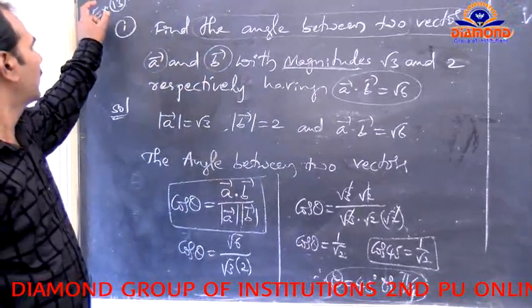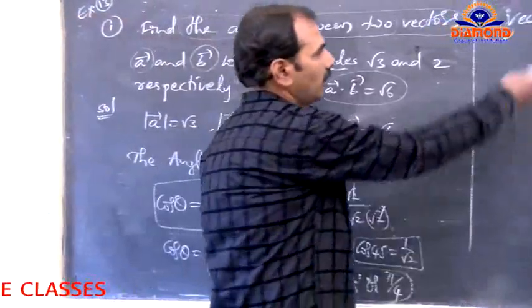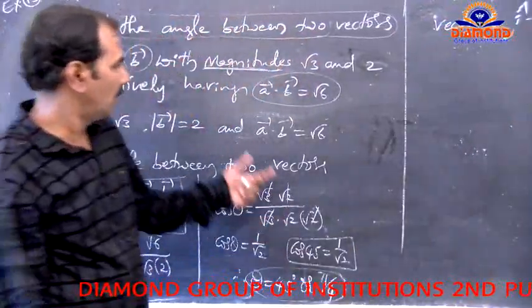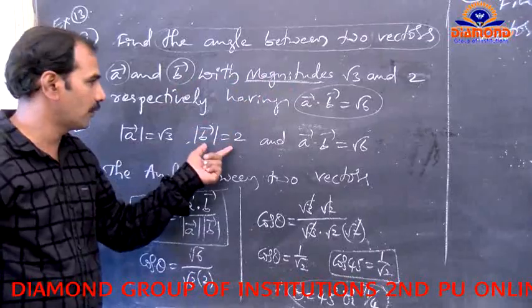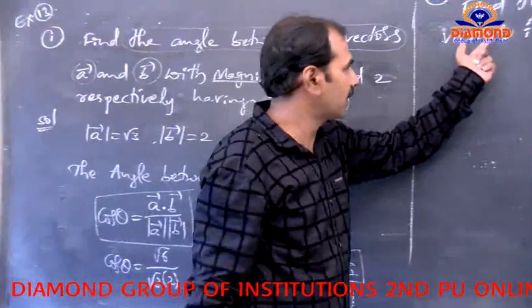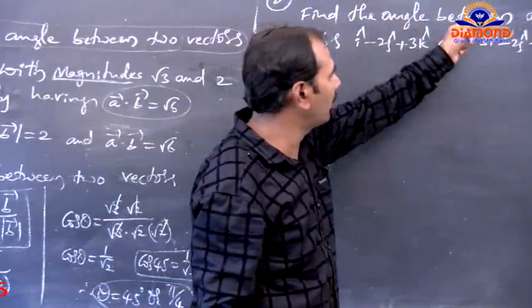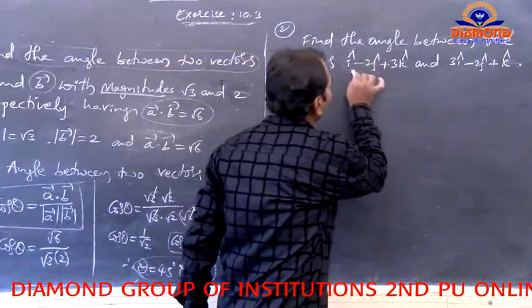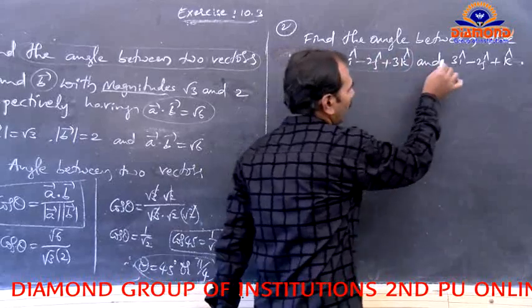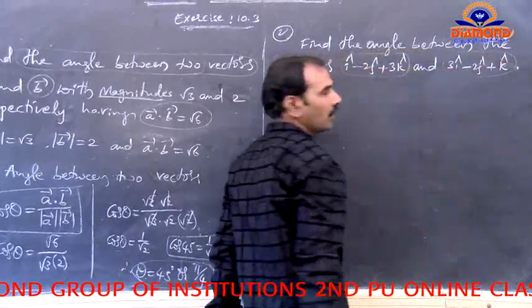Same method, example 3. Same question, this is also. Here A magnitude is given, B magnitude is given. But the second question, find the angle between two vectors, same formula. But here this vector is given as A vector, this is B vector, if you think.